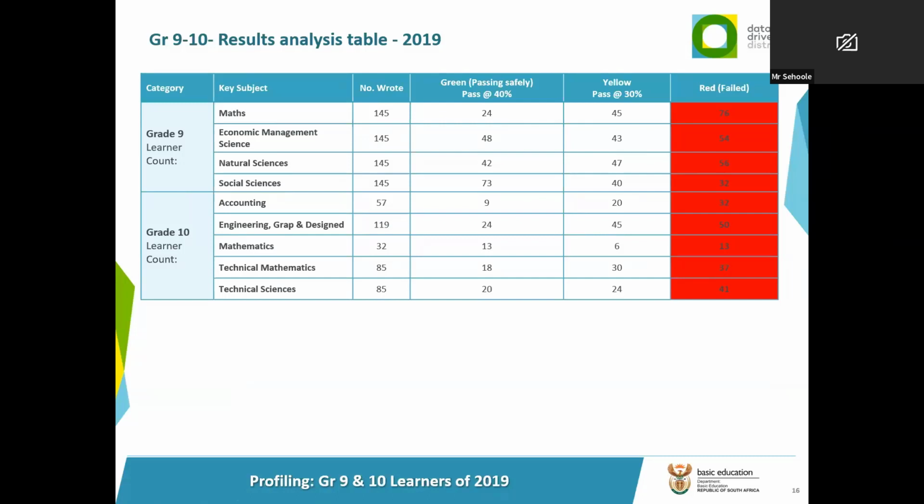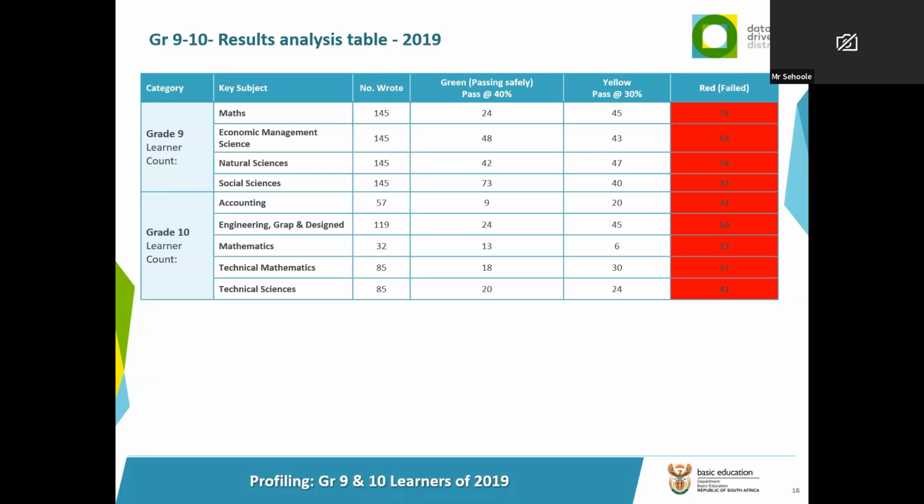And through DDD, I was able to zoom into these numbers, but I did not end up there. I said to the maths educator, identify them. Let us know those learners so that we can see what we can do. Also EMS, 48 learners who were on the safe side, yellow 43, 54, and so forth. Also natural sciences, 42, yellow 47, those who are not performing 56. Social sciences 145, 73 who are on the safe side, 20 yellow line, and then 15 not performing.